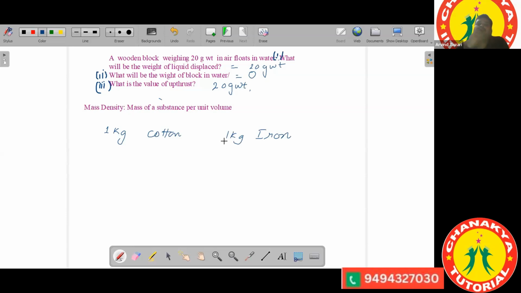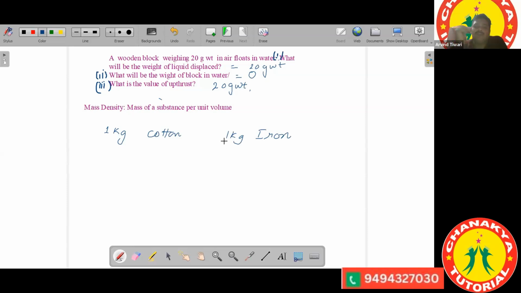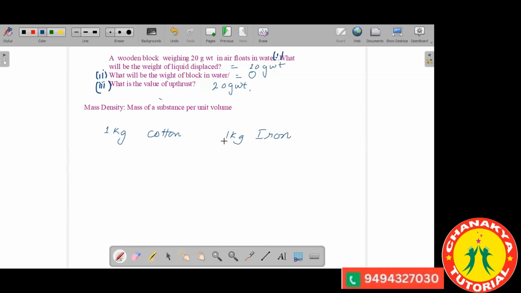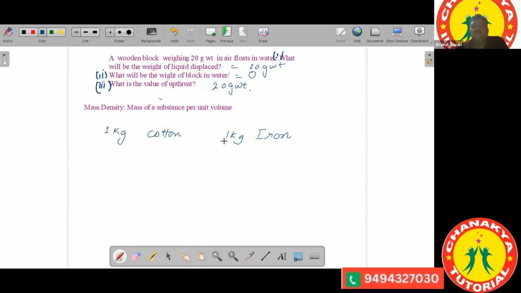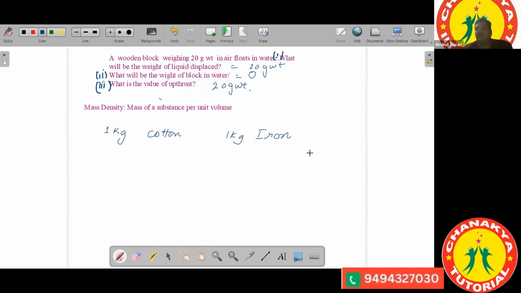Which one will weigh more? Sir, the same. Both are the same. Both will weigh the same. Yes, sir. Okay. So what is the difference between them? Cotton will occupy more space. It has a greater volume. Yeah, and iron occupies less space. Iron has the same mass in a little volume, whereas cotton has the same mass in a larger volume. Right?